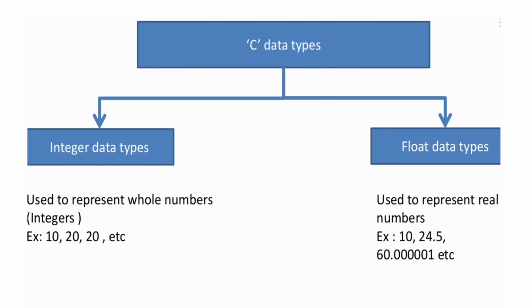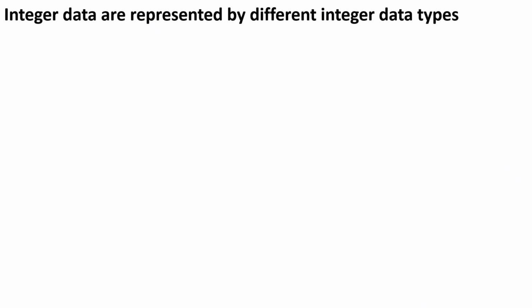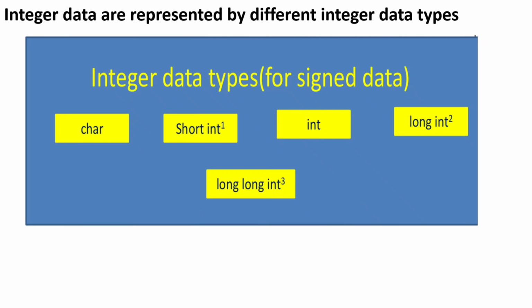So we will discuss all about the float data type later. First, we will discuss the integer data types. So now, first, let's discuss integer data types. Here, the data may sometimes be signed or unsigned. It may be signed or unsigned. The meaning, let's see with some examples.